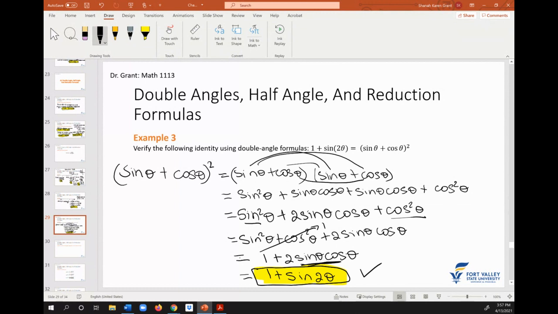So with proving that an identity is true, we want to make sure that they're equal to each other.